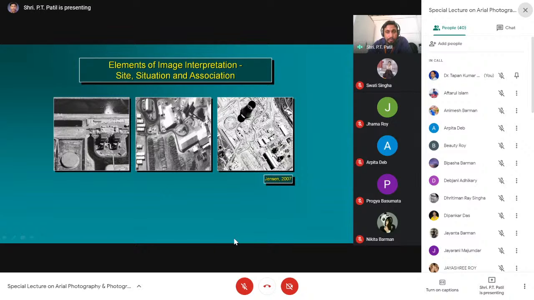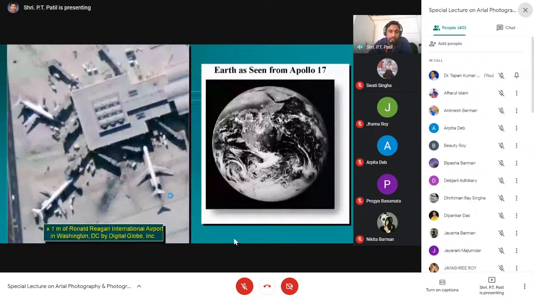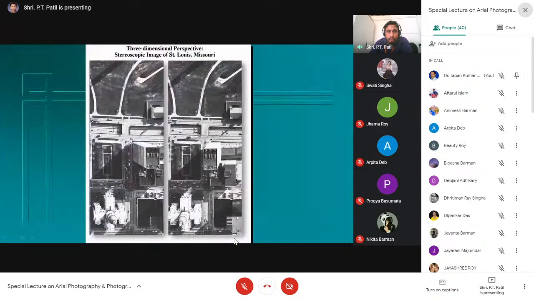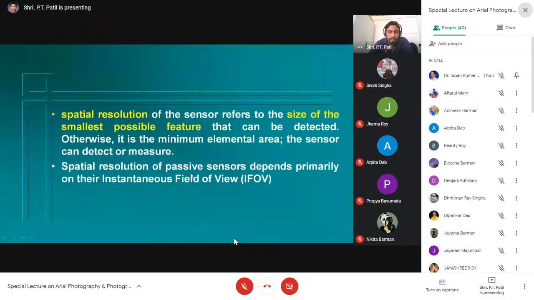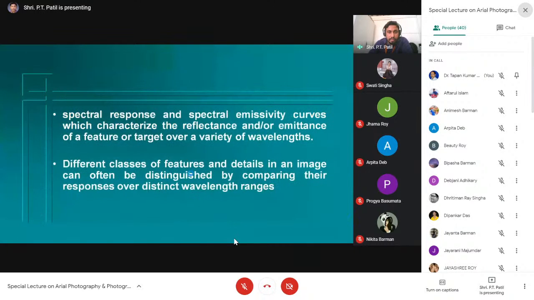Sometimes it also plays a very important role in identifying objects on the earth's surface. So site, situation, and association also play a very important role. Okay, so these are the basic things associated with aerial photography, and the types of aerial photography.